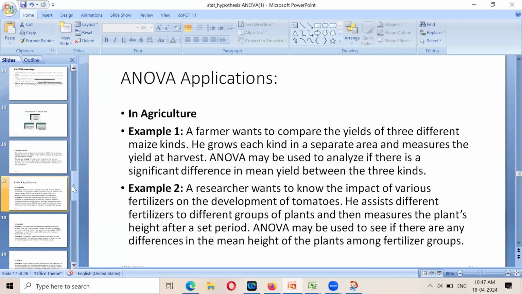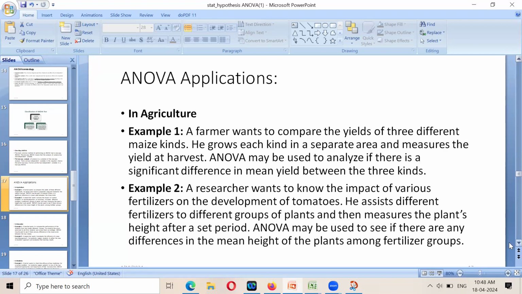Now, with the help of some examples, we'll see that ANOVA has applications in each and every field. Like in agriculture, suppose a farmer wants to compare the yields of three different maize kinds. He grows each kind in a separate area and measures the yield at the harvest. The farmer planted three varieties of maize and made observations at three places, and finally he will apply the ANOVA to decide which kind of yield was more efficient at the harvest time.